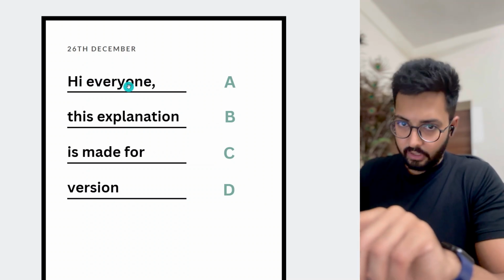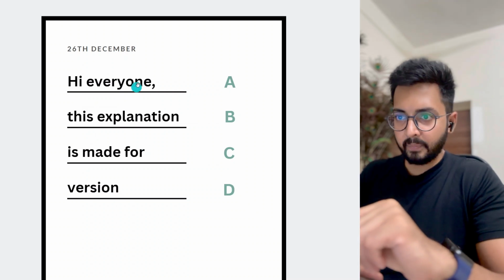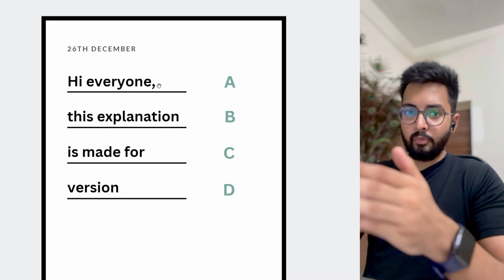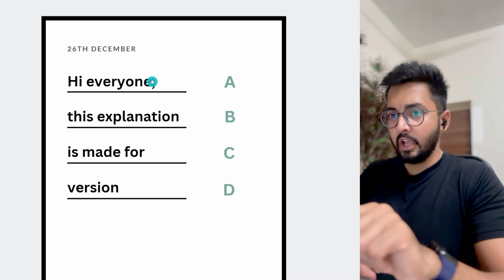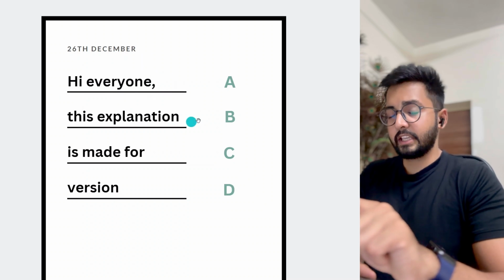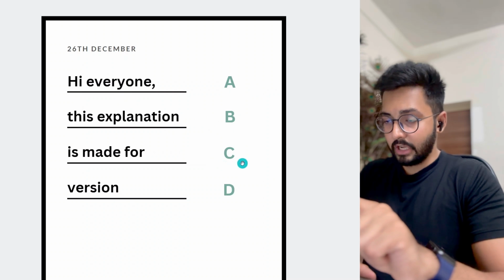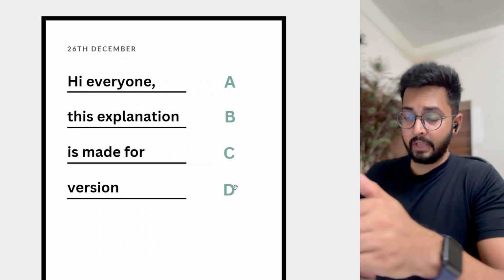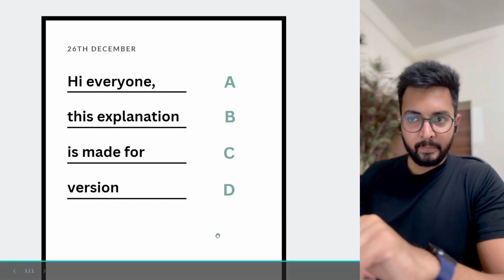So "hi everyone" is a chunk, "this explanation" is a chunk, "is made for" is a chunk, and "version" is a chunk. As we divide the document into chunks, each chunk is then hashed. Let's say "hi everyone" hashes to A. This explanation's hash comes out as B. The third line's hash comes out as C, and the fourth line's hash comes out as D. So these are the hashes A, B, C, and D.